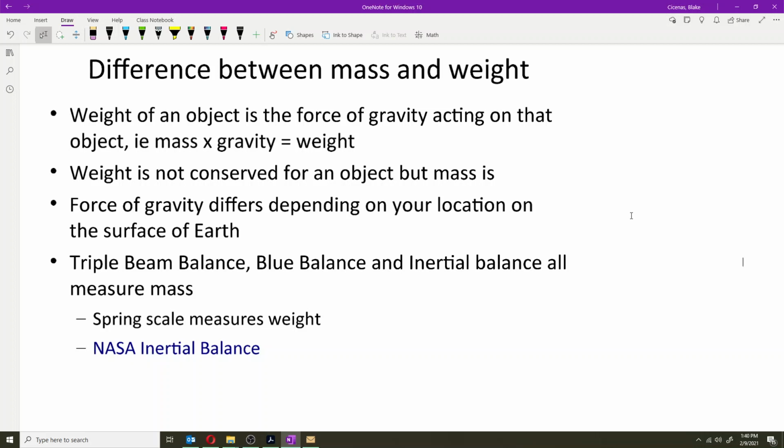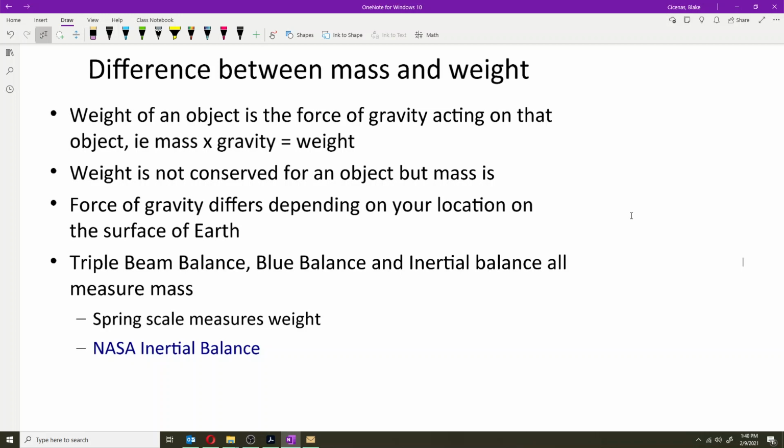But your weight's not the same depending on where you are in the galaxy, the solar system, even on the planet. For example, let's say I have a mass of 100 kilograms. I don't. I wish I did. That means I weigh 980 newtons. If I were to go to, say, the moon, it'll be a sixth of that.